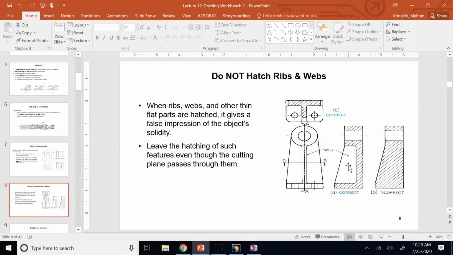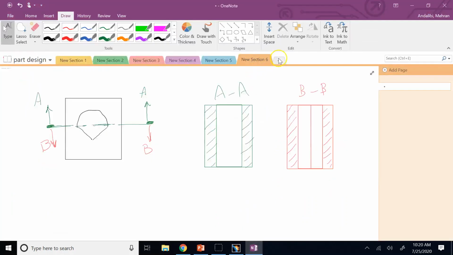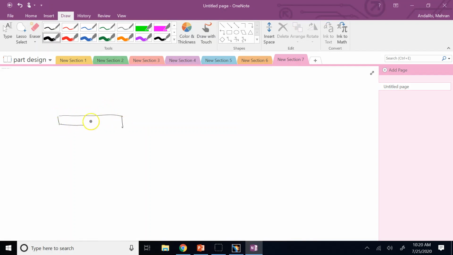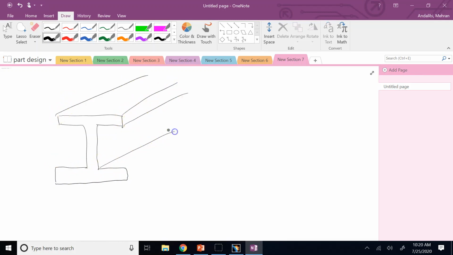It's an exception of section views. And the reason is, if we do it, then it gives you this confusion and impression that this is not a rib, this is a solid connection from here to here, right? So it's a wide feature. So if I want to clarify that for you, one shape that you know well is an I-beam, right? Something that is used in structures a lot. So if I have this I-beam, correct?